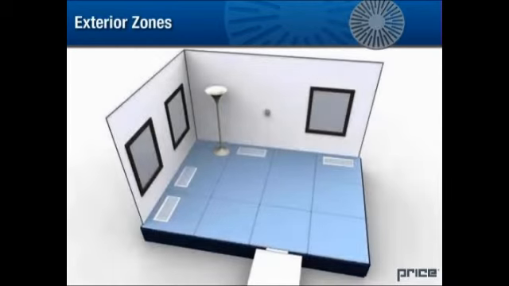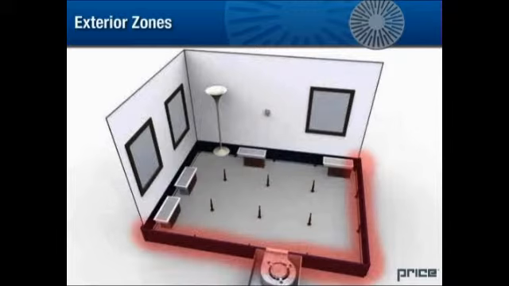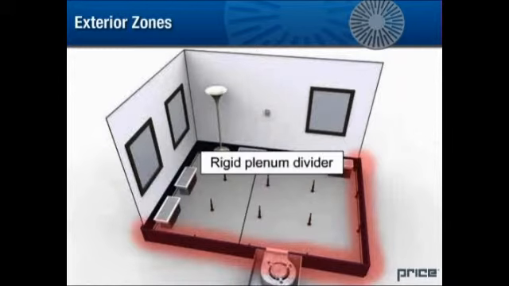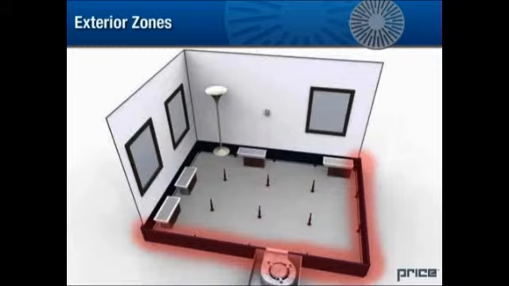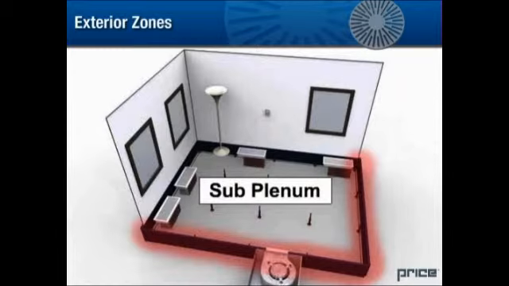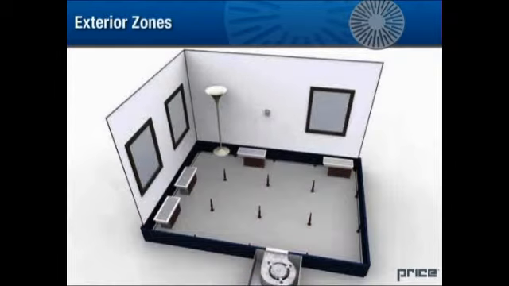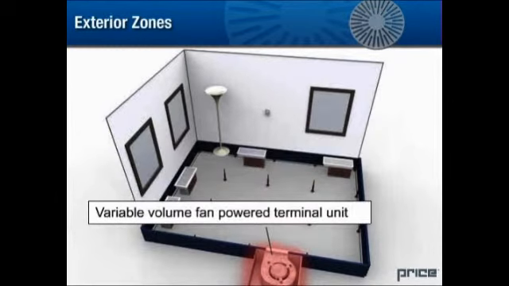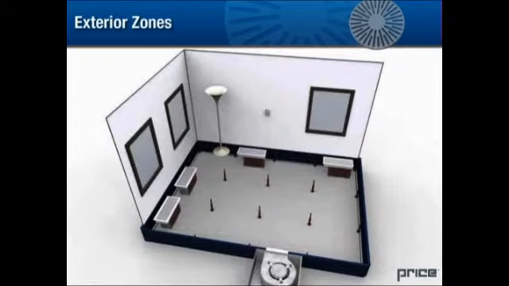3. A plenum partition is a sealed-off part of the plenum formed by installing a rigid plenum divider. Within the underfloor plenum, a physical partition is installed around the control zone forming a sub-plenum. This sub-plenum is supplied by a variable volume fan-powered terminal unit. This terminal unit is controlled by a thermostat located in the zone, increasing or decreasing the supply of airflow in response to the thermostat signal to satisfy the demand.